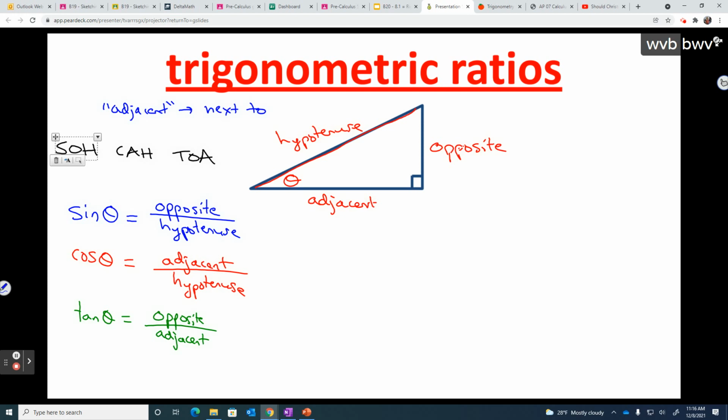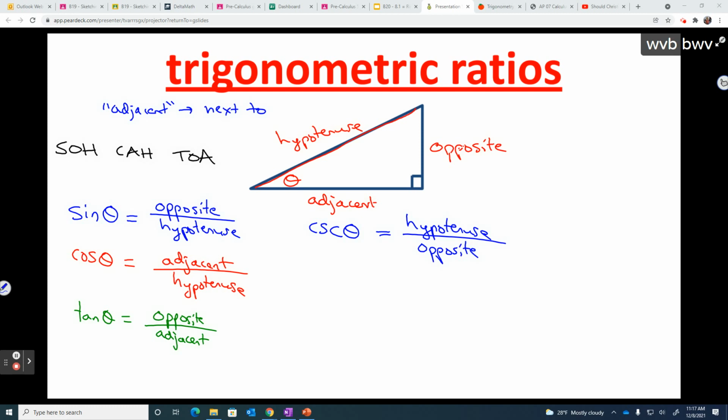Now there are 3 other trig ratios that match with these. Each of these has a pair. Do you remember what the pair with sine is? Yeah, cosecant. CSC is cosecant. If you remember when we did the unit circle, if the sine was the y, cosecant was 1 over y. You just flipped it. The same thing applies here. Cosecant, you just flip sine, so it's hypotenuse over opposite. So that's the pair that goes with sine.